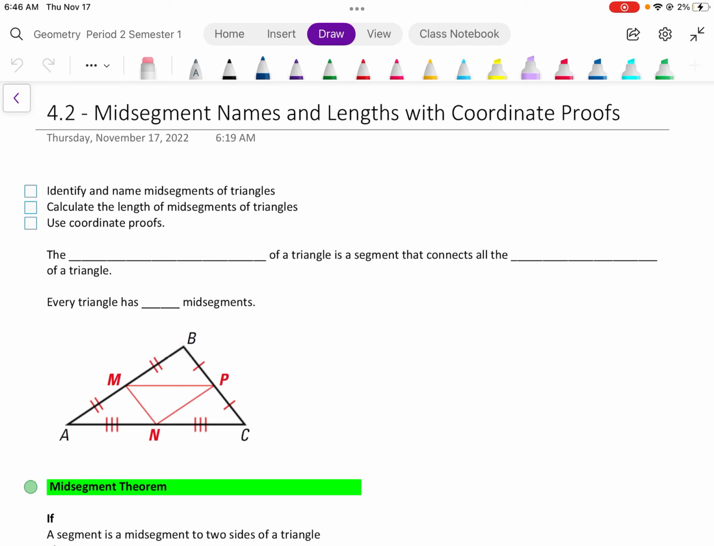So for this one, the mid-segment of a triangle is a segment that connects all the midpoints of a triangle. So every triangle is going to have 3 mid-segments.